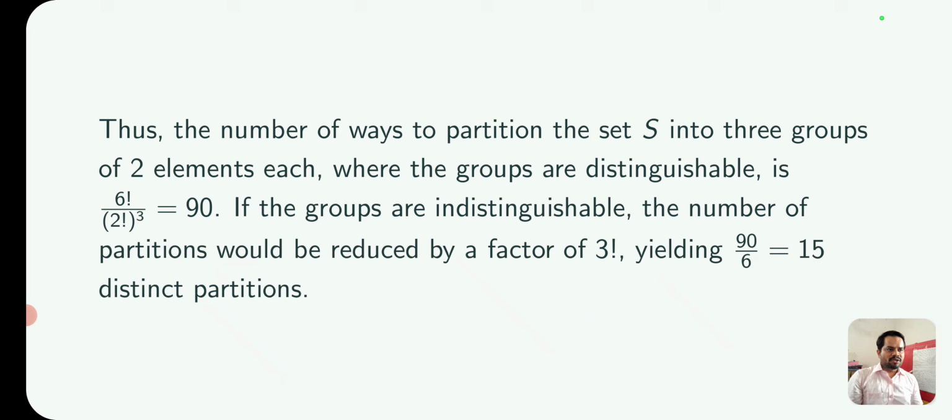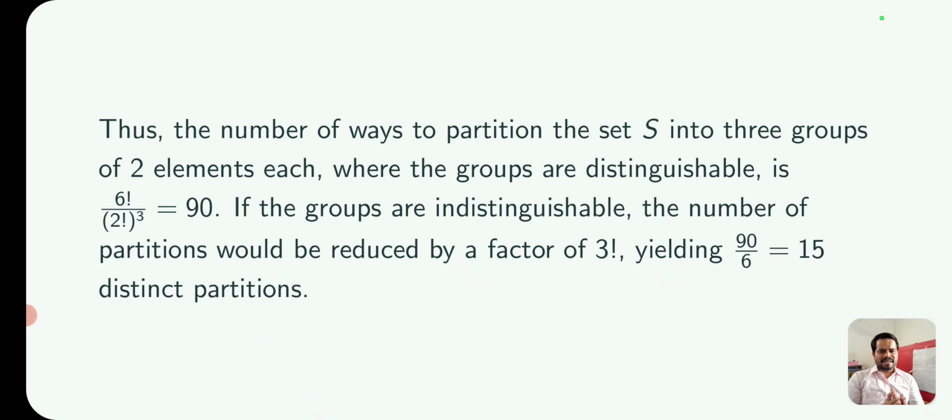Now we will conclude this lecture. The number of ways to partition the set S into 3 groups of 2 elements each, where the groups are distinguishable, is 6 factorial divided by (2 factorial) whole cube, and it is 90. If the groups are indistinguishable, then the number of partitions is reduced by a factor of 3 factorial. Just divide it by 3 factorial, and we get 15 distinct partitions. I think all of you are clear on the concept of partition of a group.